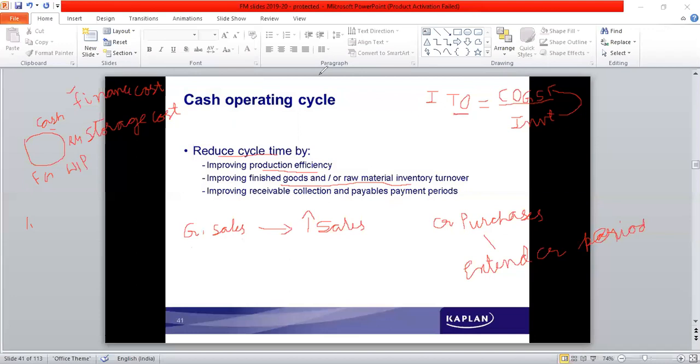Second, the finished goods or raw material inventory turnover has to be improved, so that purchased inventory is converted into sales as quickly as possible. Then, improving receivables collection: collect the amount from customers as early as possible. And then the payables period, the payment period, should also be improved, utilizing as much credit period as is allowed.